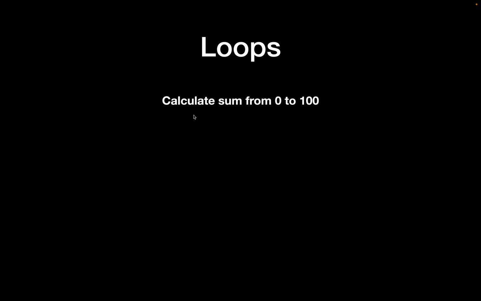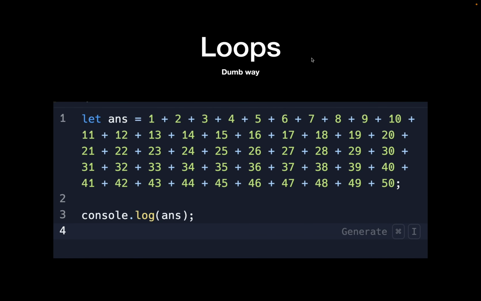Let's look at a problem statement. The problem statement says calculate the sum from 0 to 100. Can you write code for this? This is the dumb way of writing code for this. Let answer equal to 1 plus 2 plus 3 and so on and so forth.